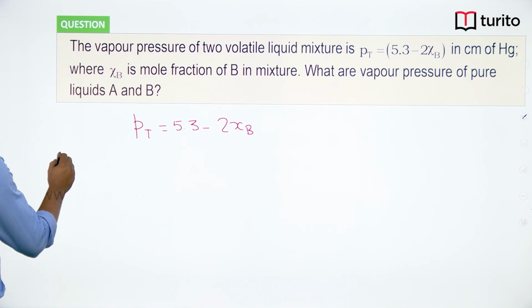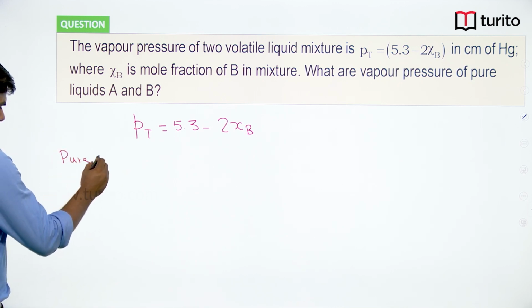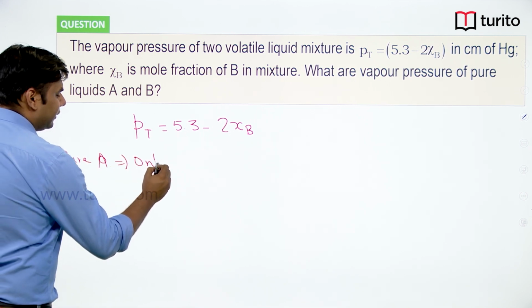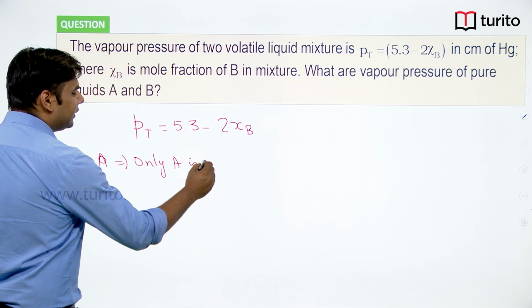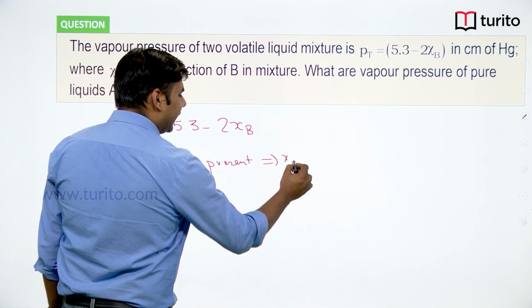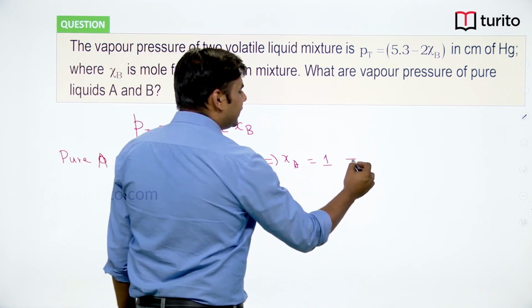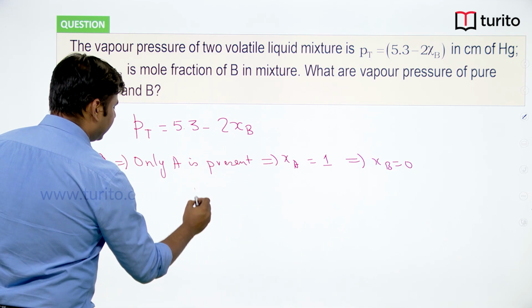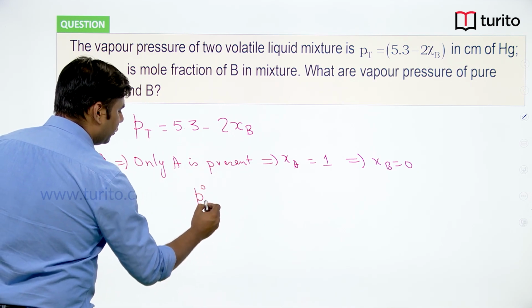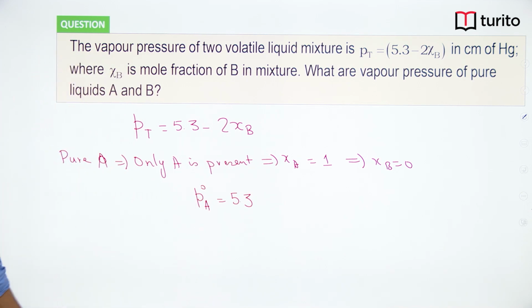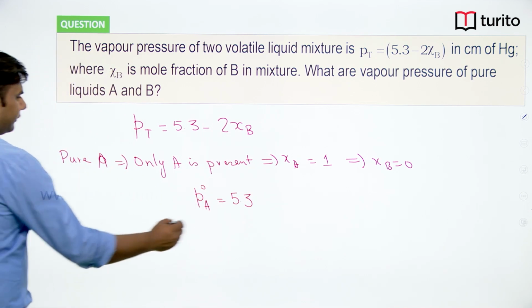We need to find the vapor pressure of pure A and B. So when only A is present, pure A means only A is present, it means that XA will be 1. Now when XA is 1, it means that XB will be 0. So when XB is 0, the pressure would correspond to pure A, so that would be 5.3 centimeter of Hg.